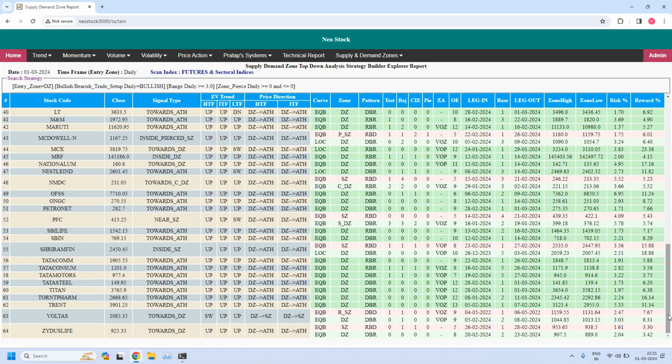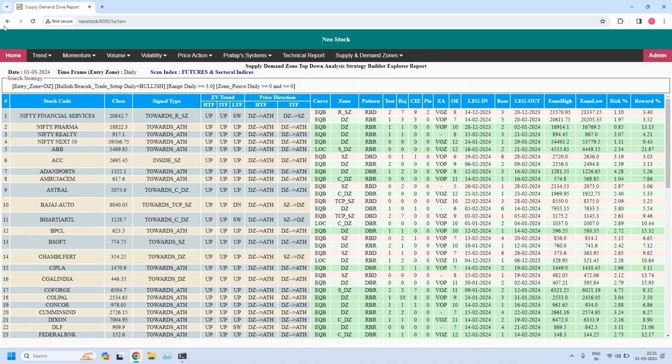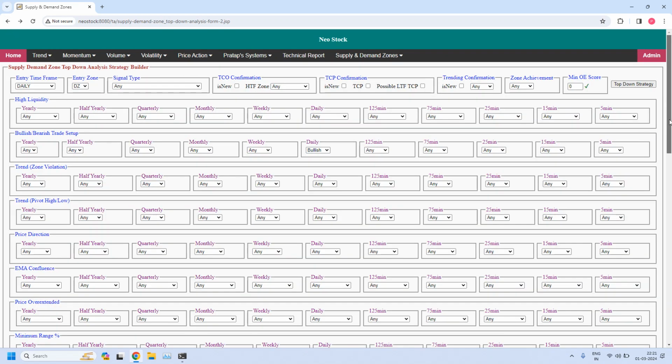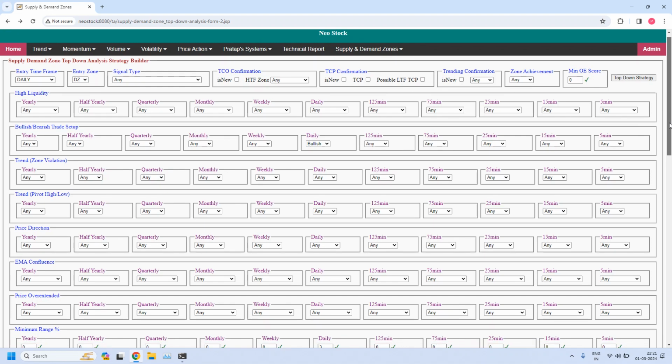So 64 stocks are there. It is impossible to analyze 64 stocks before the trading day starts tomorrow. So that's why I will add one more filter. I will generate multiple reports.